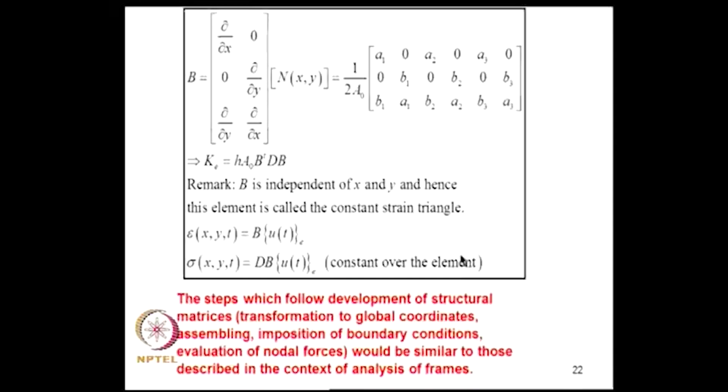So, thus we have now derived the element stiffness matrix and mass matrix. Now, the steps which follow the development of structural matrices, that is beyond this step, that is transformation to global coordinates, assembling of different matrices which constitute the built up structure, and imposition of boundary conditions and evaluation of nodal forces leading to the final equilibrium equations would be similar to those described in the context of analysis of frames. So, we need not revisit that problem. There will be some variations in implementing those steps, but conceptually the details remain similar.